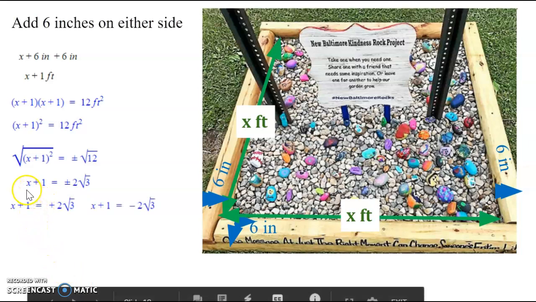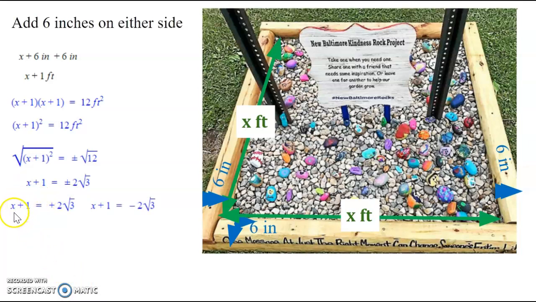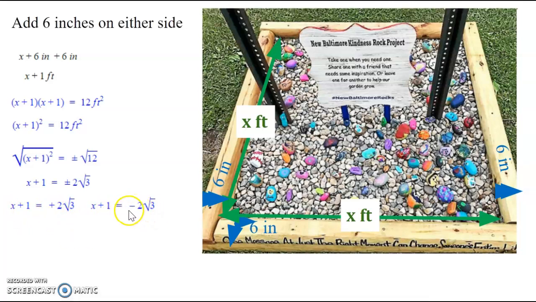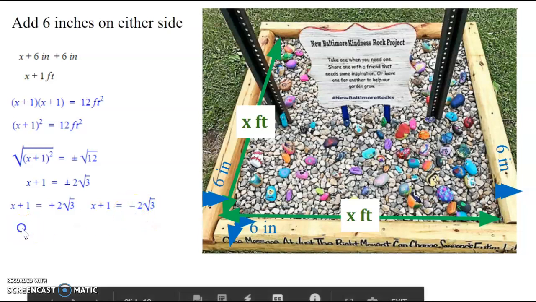So then the length of x is x plus 1 is the positive version, or x plus 1 is the negative version of the square root. And then from here, I subtract 1 from both sides, and I have one length being negative 1 plus 2 root 3, and the other length being negative 1 minus 2 root 3.